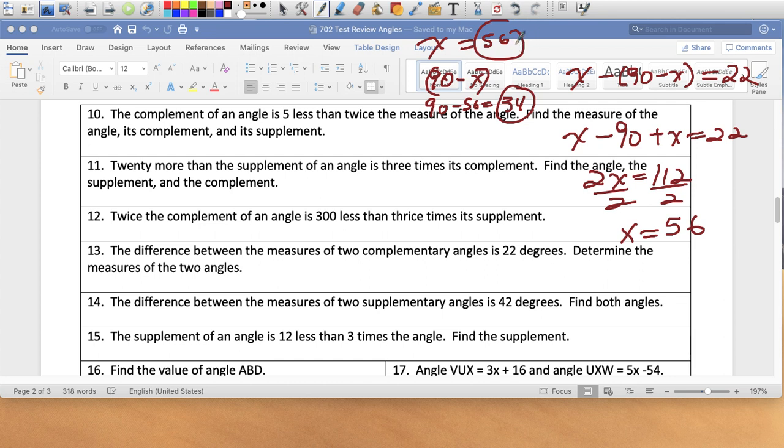And you can tell if you subtract 56 minus 34. So here you have this angle and this angle. Is there a difference of 22? It's 56 minus 34, 22. Yeah, then you know you're correct, right? Because it says the difference between two complementary angles, 56 plus 34 does equal 90, so they're complementary. And the difference between those two angles is 22.